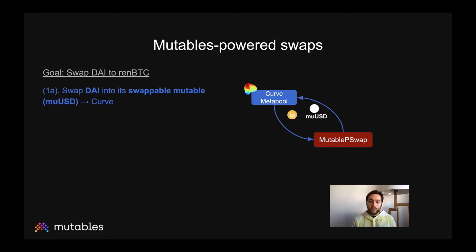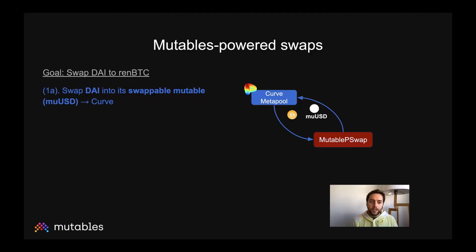So as I told you before, the immutable power swap consists of two transactions. The first transaction has at the same time two steps. The first step is that we will need to swap DAI into its swappable mutable. The swappable mutable is MUUSD.